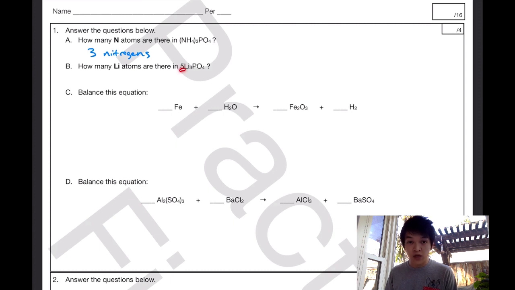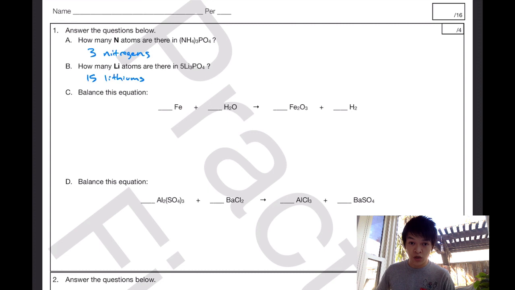When you have a 5 in the front, that means there is now 5 of these lithium phosphate molecules. So each molecule has 3 lithiums, so we would multiply it by 5. If you have 5 molecules, you'd have 3 times 5, which would be 15. 15 lithium atoms.